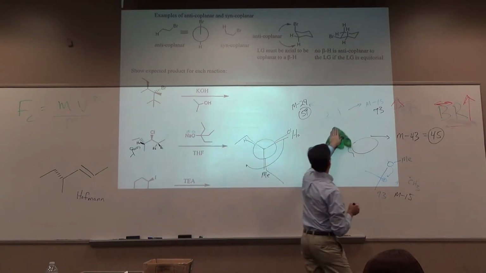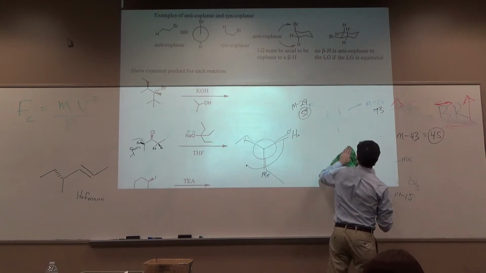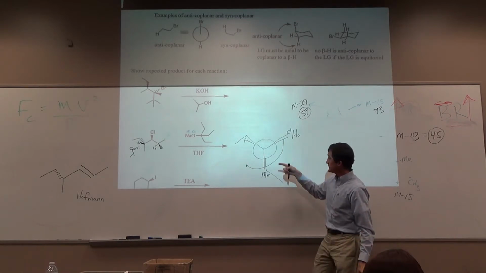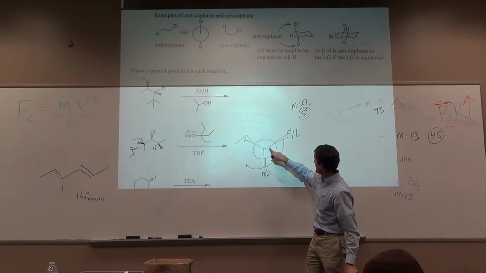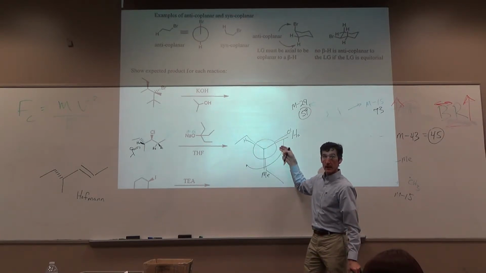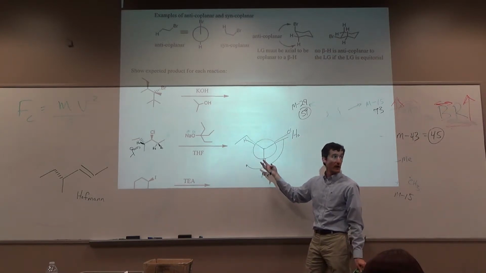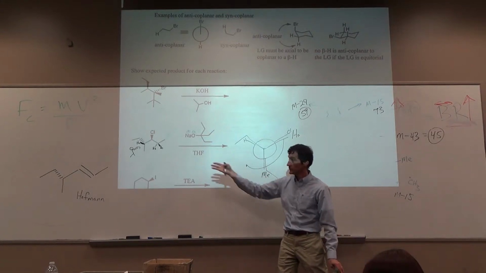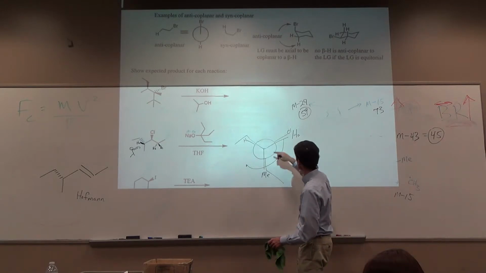Before we do that, see if there were two H's on the front carbon, you could put two different ones, anti. And if you can put two different ones, how are you going to choose? You're going to choose the more stable conformation. And that leads to the more stable alkene. That's why I drew the more stable alkene. But here we only got one, and it has to be the one.